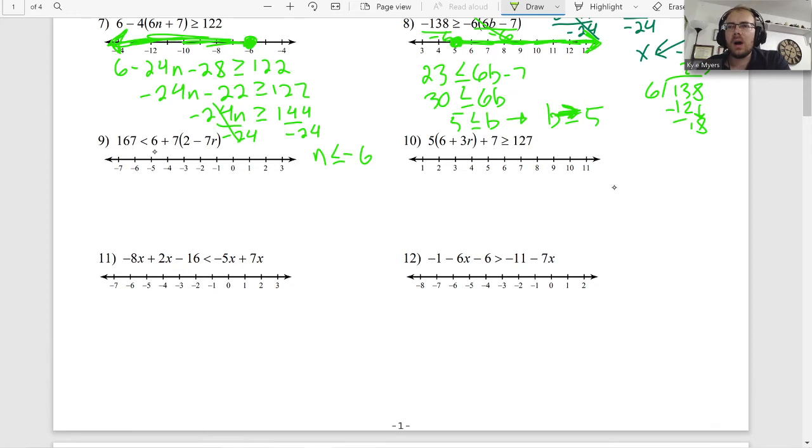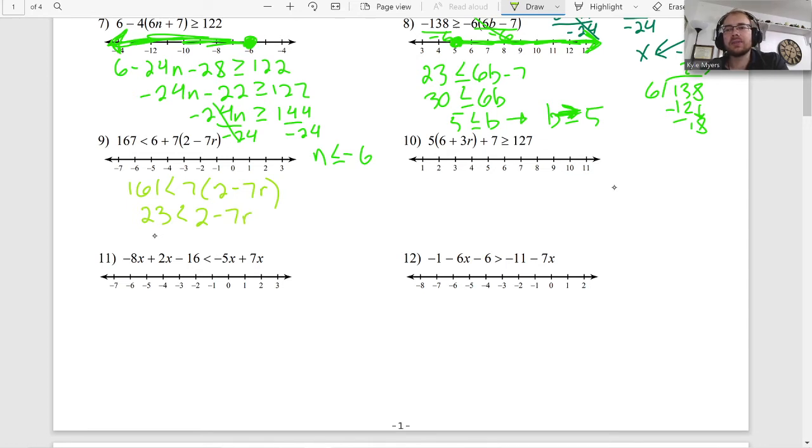Okay. If I subtract 6 on both sides here, I would get 161 less than 7, 2 minus 7r. And I think 161 might divide by 7. 16 goes into 7 twice, 14. And I'd have 2 left over, so that does go in. 2 left over would be 21, which would be 3. So it goes in 23 times. If I divide both sides by 7, I'd get 23.